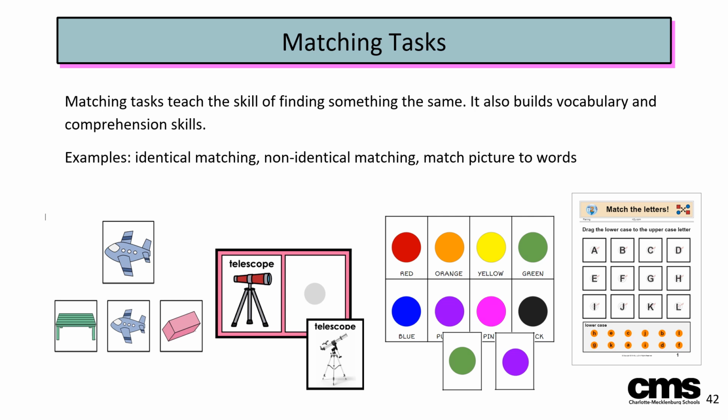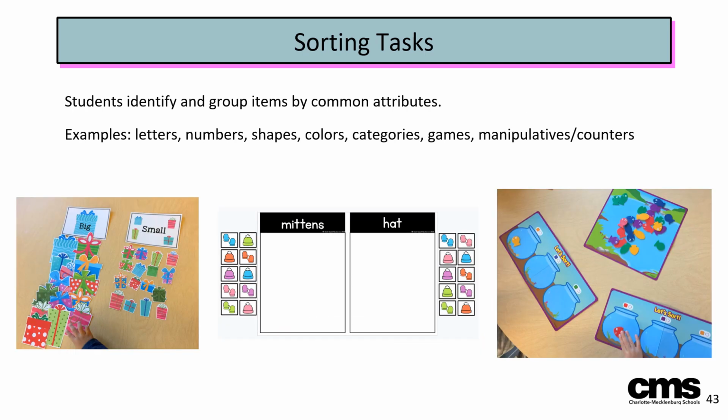Matching tasks teach the skill of finding something the same. It also builds vocabulary and comprehension skills. Some examples could be identical matching, non-identical matching, and matching pictures to words. Students identify and group items by common attributes. Some examples may be letters, numbers, shapes, colors, categories, games, or manipulatives and counters.